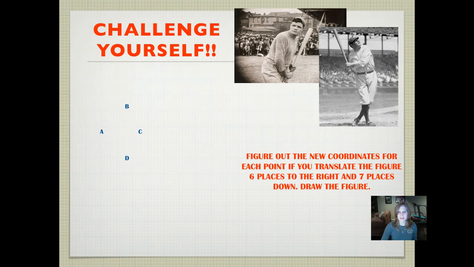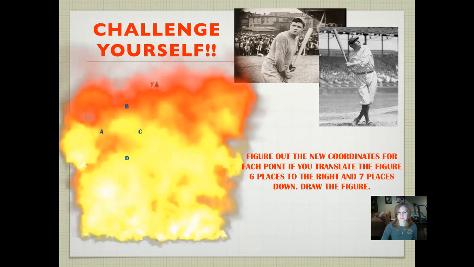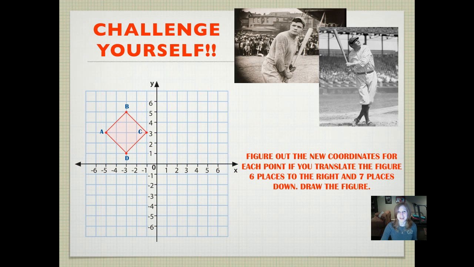It's time to challenge yourself. That's kind of cool, huh? Figure out the new coordinates for each point if you translate the figures 6 places to the right and 7 places down. Remember, when you move down into other regions of the coordinate grid, other quadrants, you may be in the negative numbers.